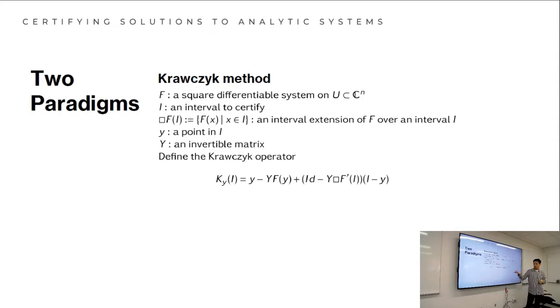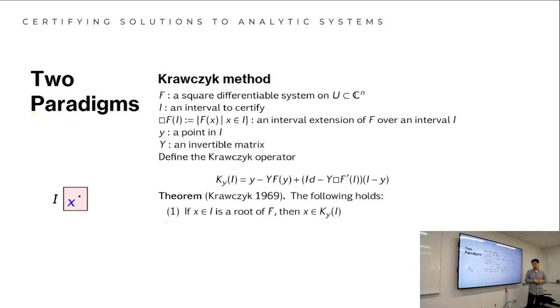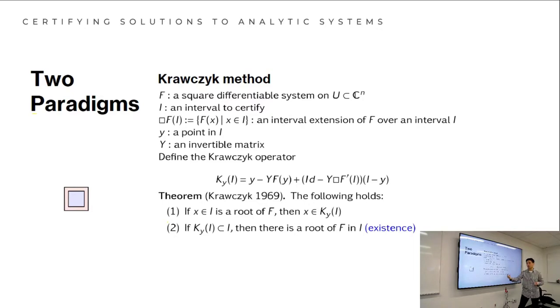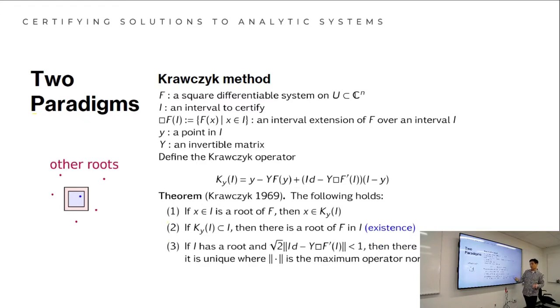Using this Krawczyk operator, we have the theorem suggested by Krawczyk in 1969. The first one: let's say that x inside our capital I is a root of capital F. In that case, x is also contained inside our Krawczyk operator. But the next one is important. If your Krawczyk operator is contained inside the original input I, then we can say that there is a root of capital F inside our original input I, which proves the existence of the root. And the last one: if we satisfy this additional norm condition, then it makes our Krawczyk operator something like a contraction map. So if you apply this Krawczyk operator multiple times, the interval is going to get smaller and smaller, so we can also prove the uniqueness using this one.